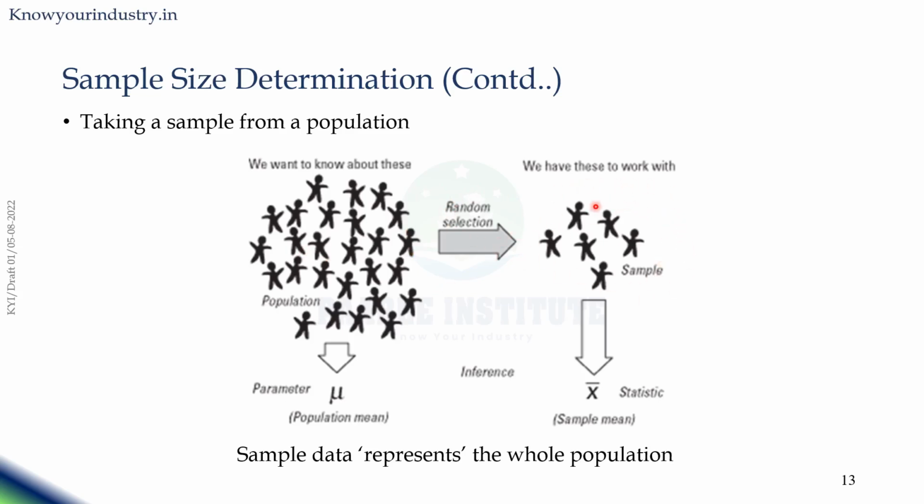So we have to work with this particular sample randomly selected from this huge population. Then we collect the data from this randomly selected sample, do the statistical analysis, and conclude the inference. So the sample data represents the whole population which we want to analyze.